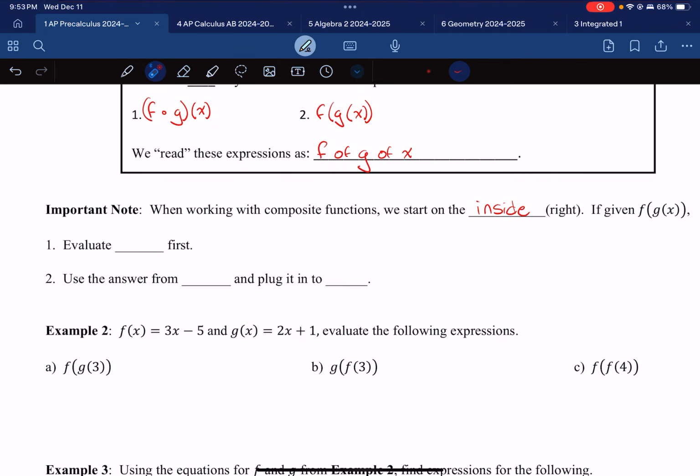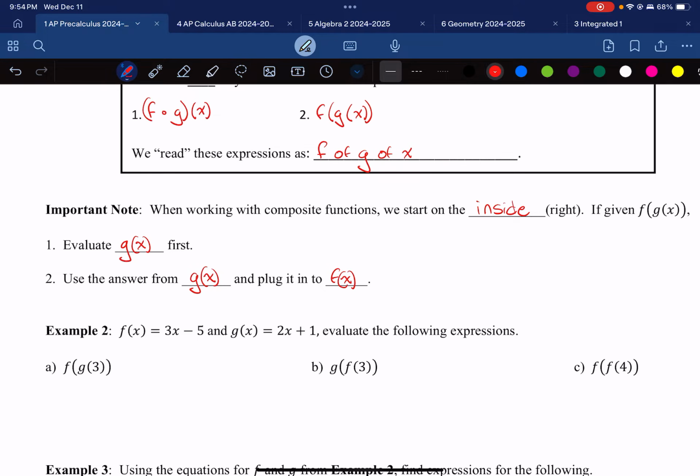So if my function is f of g of X, we're going to evaluate g of X first. So I'll write that down. Evaluate g of X first, and then use the answer from g of X and plug it into the next function. So the next function now is f. So plug that into f of X.